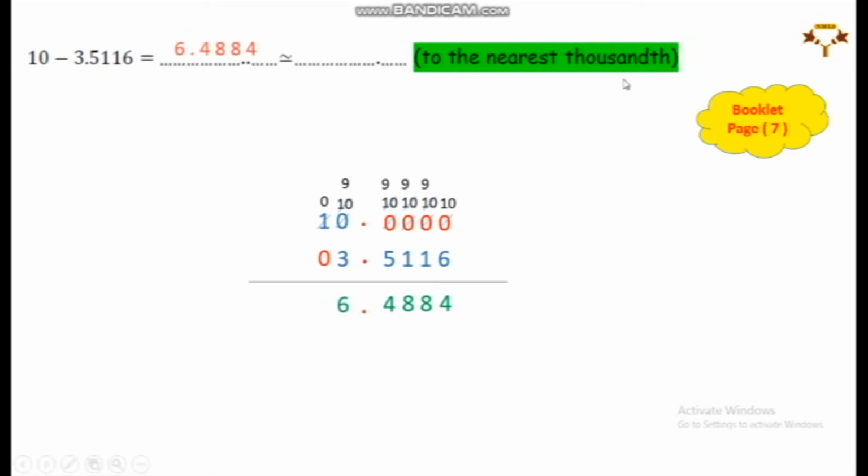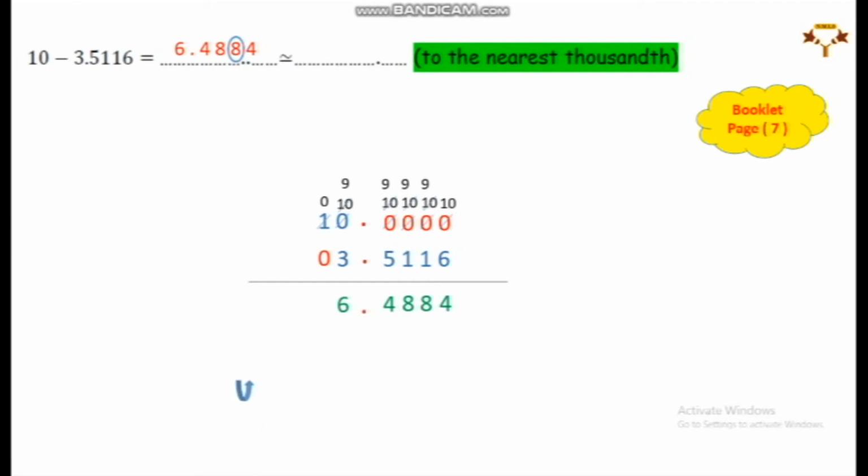We have to approximate it to the nearest thousands. Never forget to add or subtract the operation and approximate it. Never forget any part of this. So here I have to approximate it to the nearest thousands. Circle the thousands place, which is the 8.